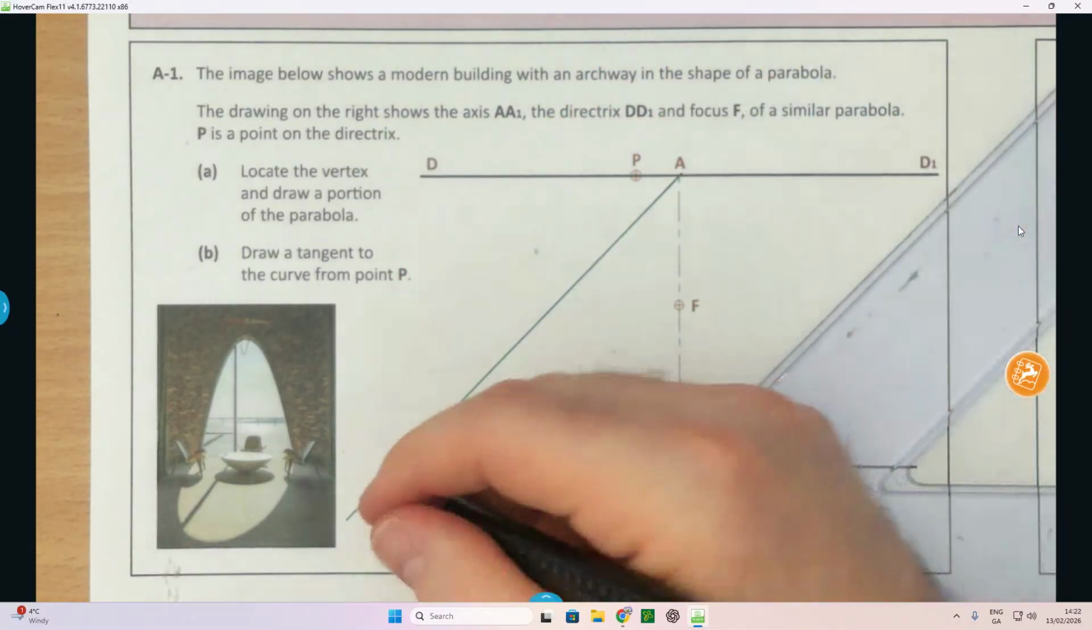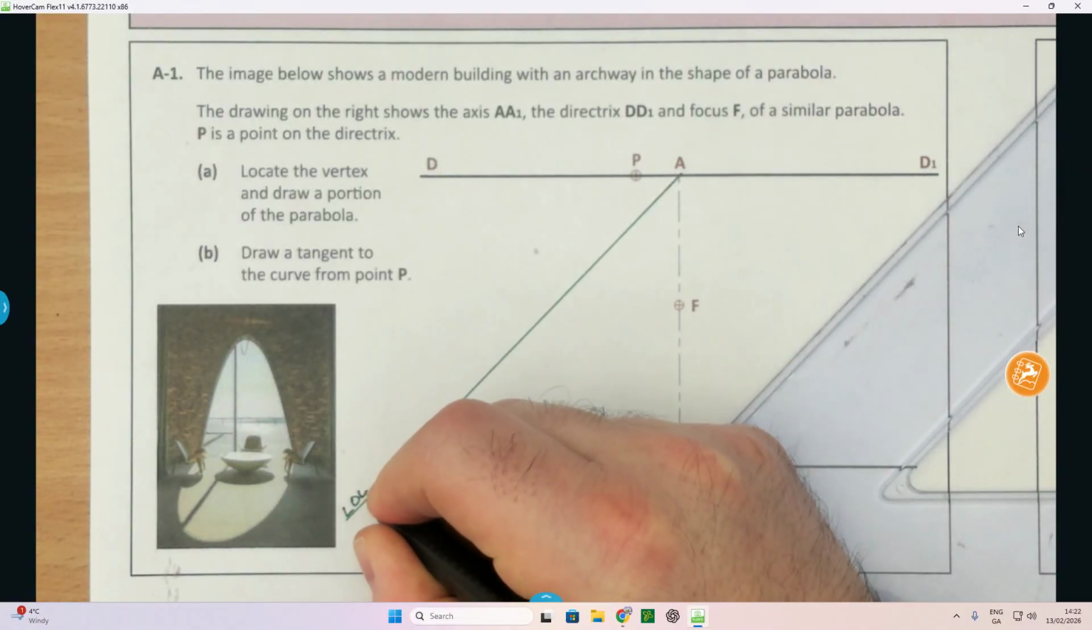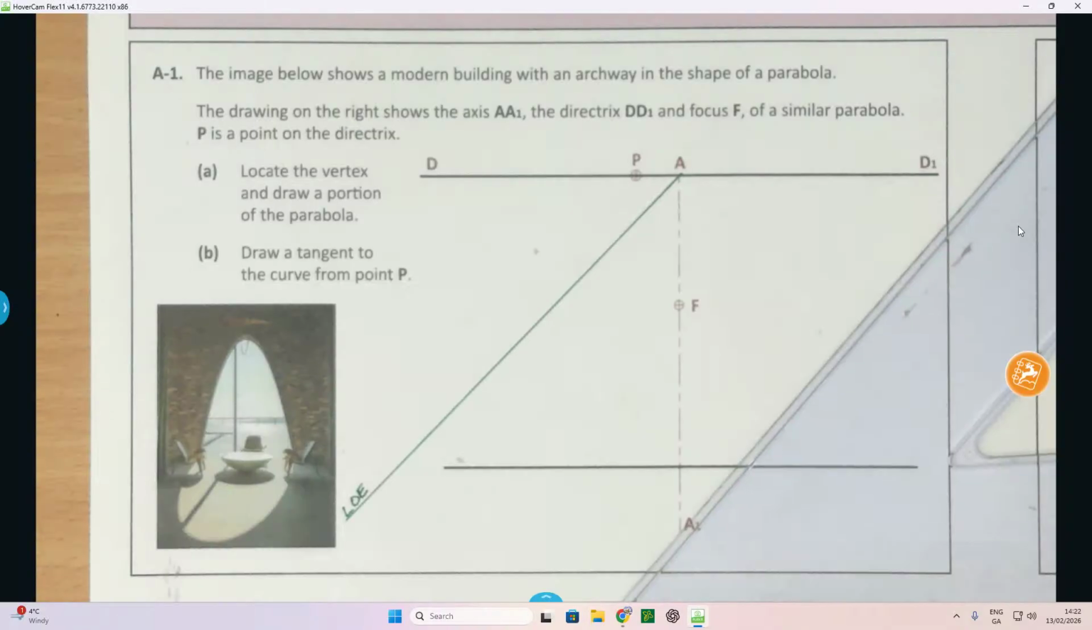That line there is my line of eccentricity. Okay, so line of E. So eccentricity line. Okay, line of eccentricity.